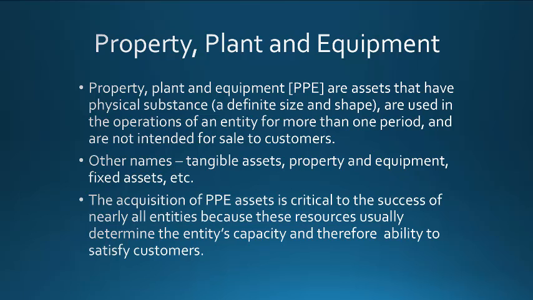Okay, so property, plant, and equipment, or PPE, are assets that have physical substance, which means you can see them and touch them or feel them. They are used in operations for more than one period, particularly more than a year, and there is no intention of selling them to customers. There are other names for this term. They call it tangible assets, property and equipment, fixed assets, etc.